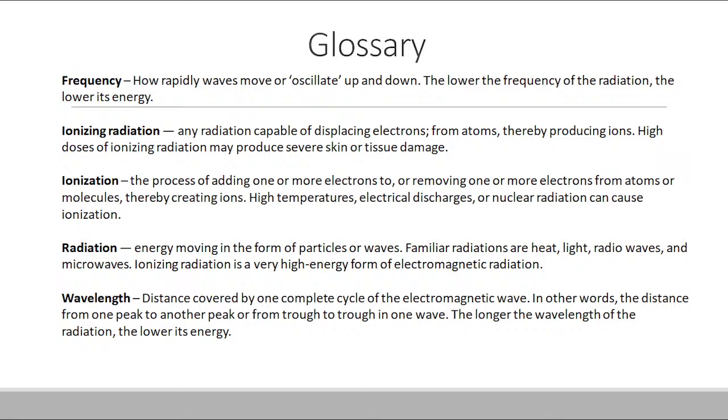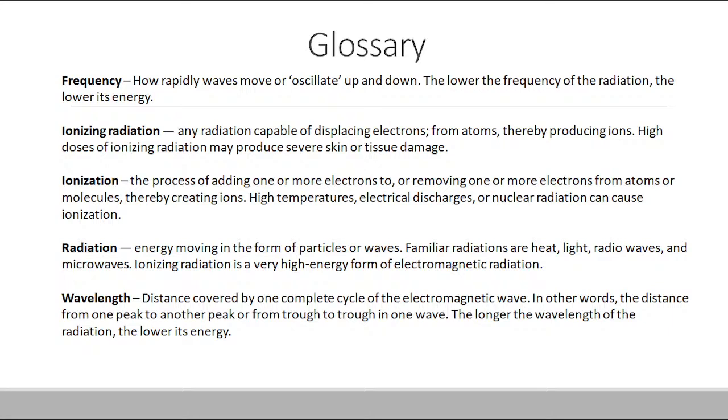Definition of frequency: how rapidly a wave moves up and down. The lower the frequency of the radiation, the lower its energy. Ionizing radiation: any radiation capable of displacing electrons from atoms, thereby producing ions. High doses of ionizing radiation may produce severe skin or tissue damage. Ionization: the process of adding one or more electrons to or removing one or more electrons from atoms or molecules, thereby creating ions. High temperatures, electrical discharges, or nuclear radiation can cause ionization.